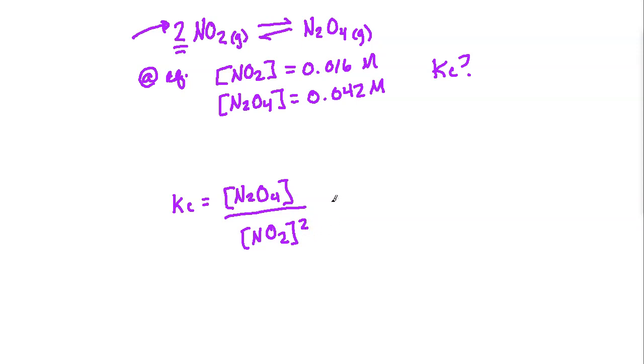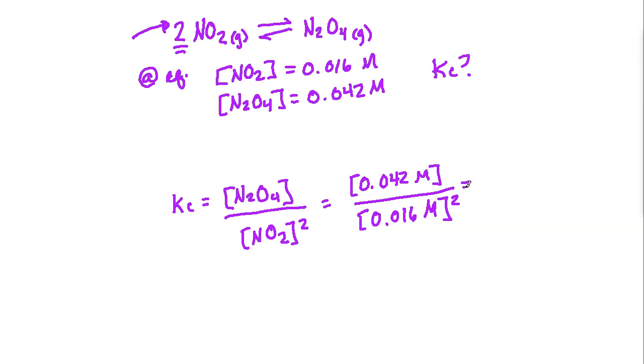So what we would then set this equal to, pulling the numbers into this, is 0.042 molarity over 0.016 molarity, and this value would be squared.